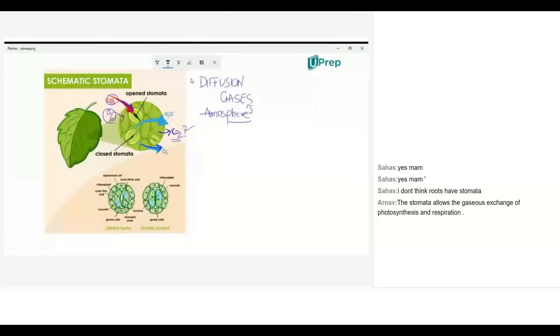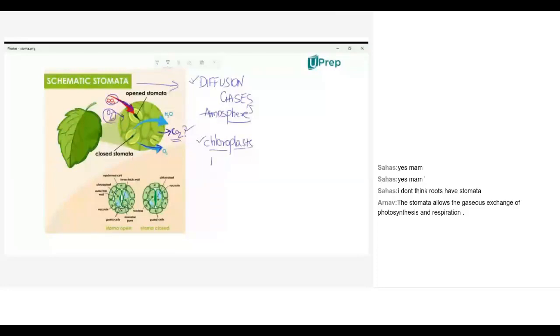Diffusion of gases from the atmosphere will be performed by stomata. That's the first function. Then the stomata possesses structures called chloroplast. This is the basic point you might be reading from 5th standard onwards. Chloroplast are the structures which will help in photosynthesis.